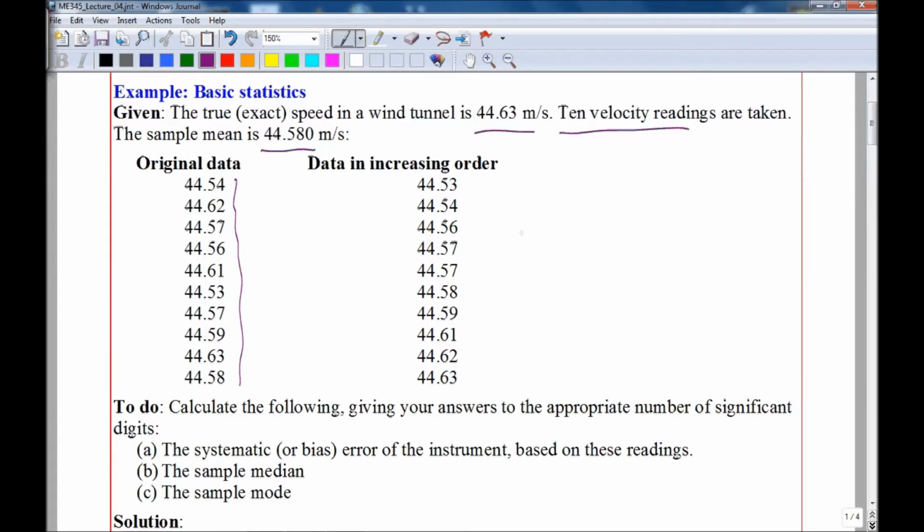Let's suppose the true exact speed in the wind tunnel measured some other way is 44.63 meters per second. So let's calculate the following: systematic or bias error of the instrument, sample median, and the sample mode.